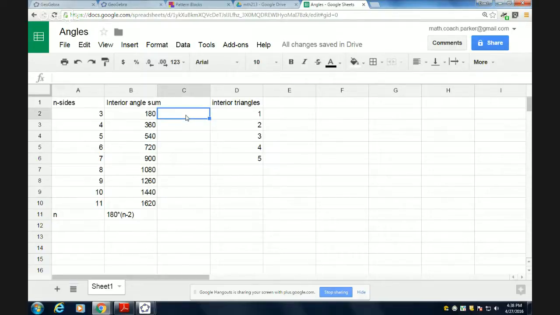So let's see if it works. I'm going to come up here and say equals 180 times parentheses, N is my number of sides, minus 2, close parentheses. Then I'm going to fill it down and see if it matches the numbers I came up with earlier. Ah, we got it. What's the formula? The formula is take the number of sides minus 2, then multiply that by 180. So you put that in parentheses times 180. And that's the formula to figure out the interior angle sum.